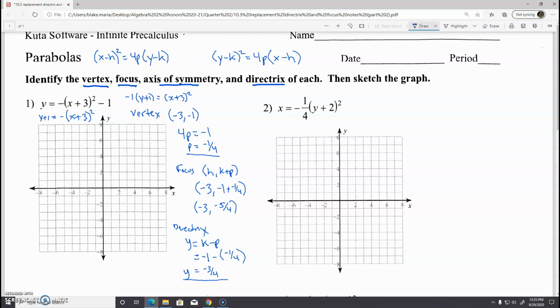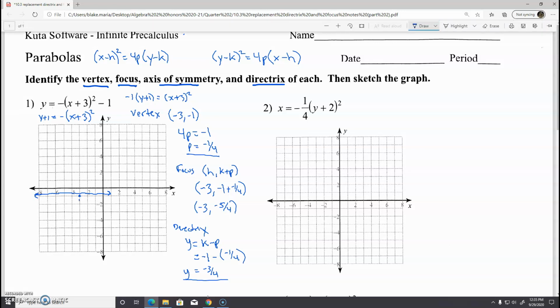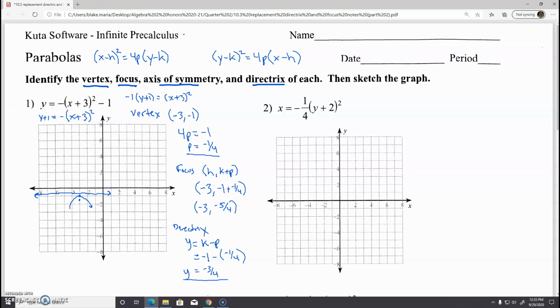We should be able to graph now. We know our vertex is at negative 3, negative 1. There's my vertex. We know our directrix is y equals negative 3/4, so it's right above that. It's an estimate, but notice it's 1/4 away. A fourth away is going to be my focus, and we're going to open away from that directrix.